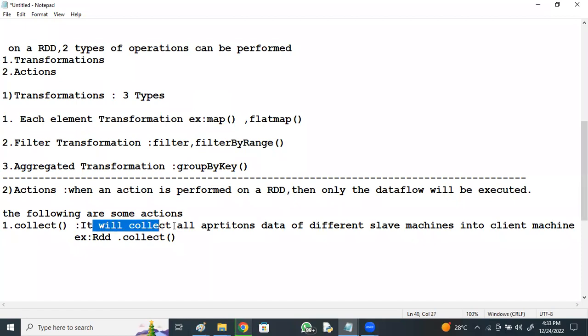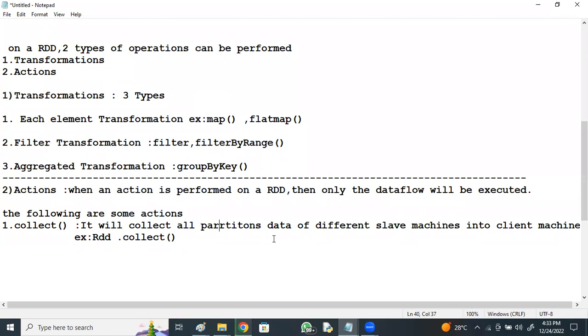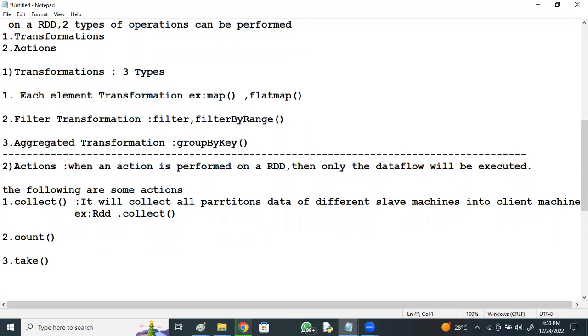RDD.collect. If we collect all partitions, it will collect all the partitions' data from different slave machines into the client machine. Collect is one, count is one. These are some of the actions. Count, take is one, save as text file. To save the result, save as text file.